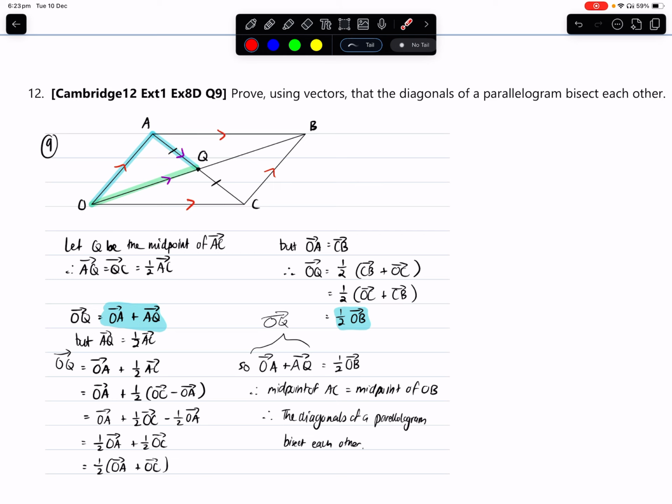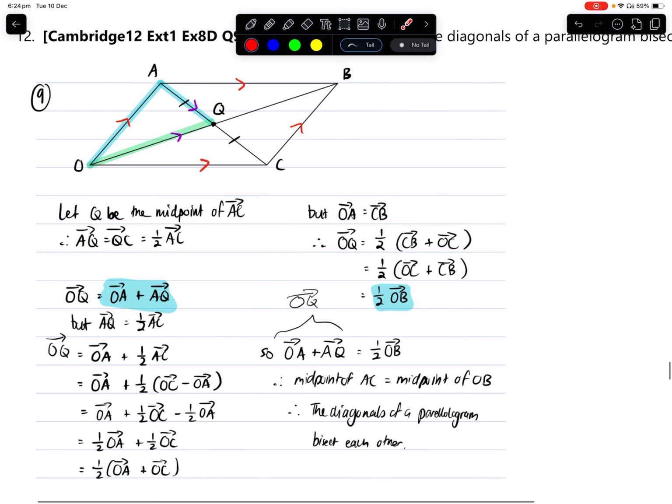And if you want to prove that the diagonals actually bisect each other, that means you want to prove eventually OQ is half of OB as well. Because Q is already the midpoint of this line, you want to show that Q is also the midpoint of this line. So OQ has to be proven to be half of OB, which is eventually what I do here. So, okay, let's get into it.